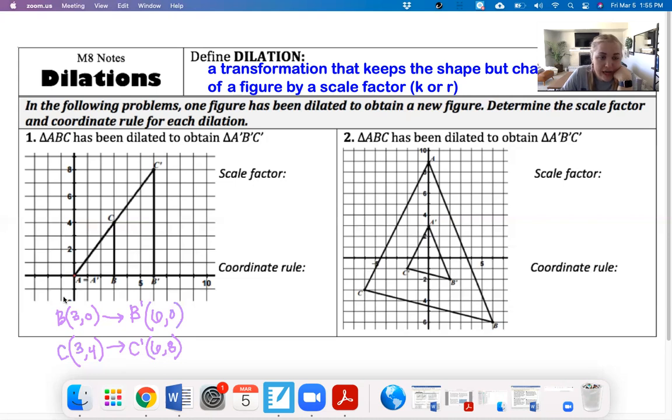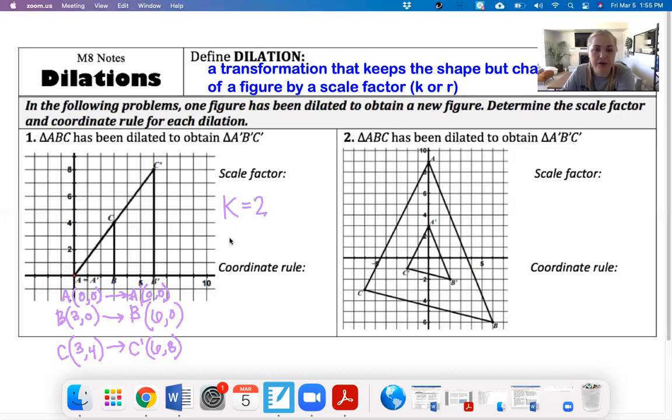Now, if we look at A, which was at 0, 0, going to A prime, which is also at 0, 0, technically that can multiply by 2 as well, because when we're multiplying 0 by a scale factor, it doesn't change it. So our scale factor here, K, the thing we're multiplying by, is equal to 2. Our scale factor is 2. So what is the coordinate rule?